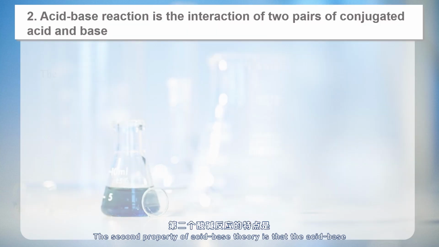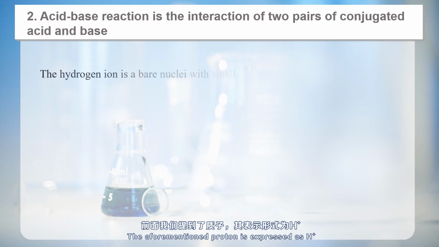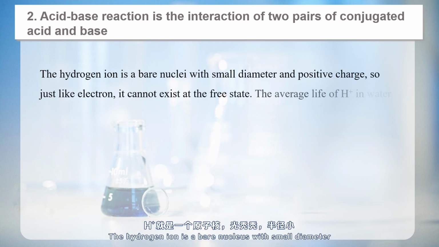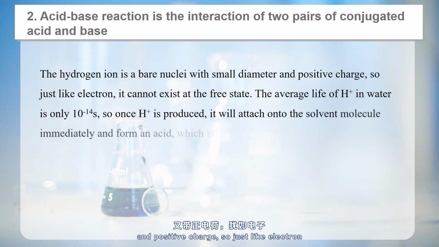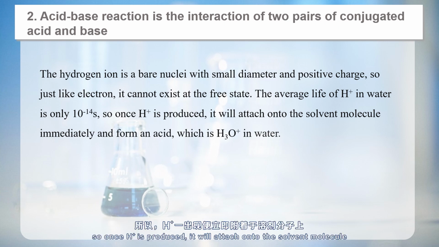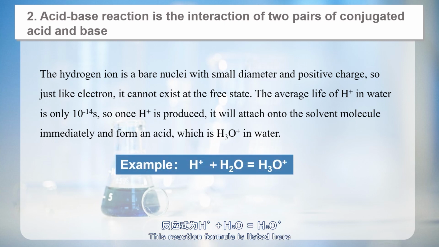The second property of acid-base theory is that the acid-base reaction is the interaction of two pairs of conjugated acid and base. The aforementioned proton is expressed as hydrogen ion, which is a commonly used notation. The hydrogen ion is a bare nucleus with small diameter and positive charge. So just like the electron, it cannot exist in the free state. The average life of hydrogen ion in water is only 10 to the minus 14 power second. So once hydrogen ion is produced, it will attach onto the solvent molecule and form an acid, which is hydronium in water. This reaction formula is listed here.